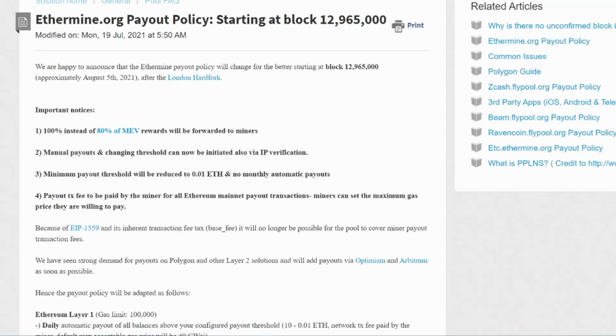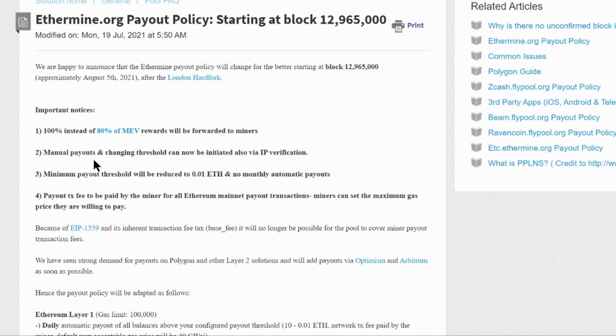This is just a quick update on some breaking news at the moment. If you're currently mining to ethermine.org, they're changing their payout policy as of whenever the block happens that creates the London hard fork. As you can see, here are some important notices. The one plus is that 100% instead of 80% of the MEV rewards will be forwarded to miners. That's the only plus that I saw in this whole document so far.